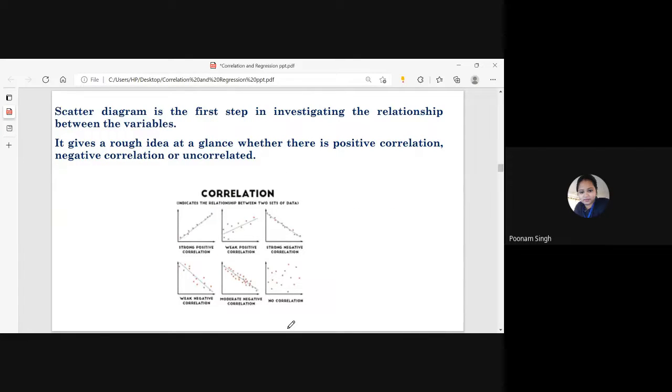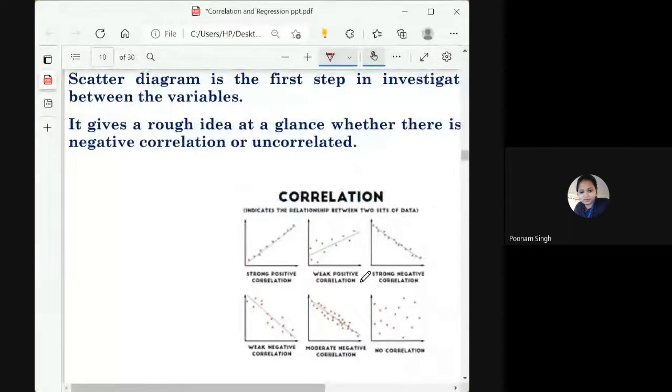So this is the first step in investigating the relationship between the two variables. And as I have told you, it gives you a rough idea at a glance whether there is positive correlation, negative correlation, or the two variables are uncorrelated. So if we talk about SPSS, let's see how to draw a scatter diagram in SPSS. Then we will move to the next part, that will be correlation.